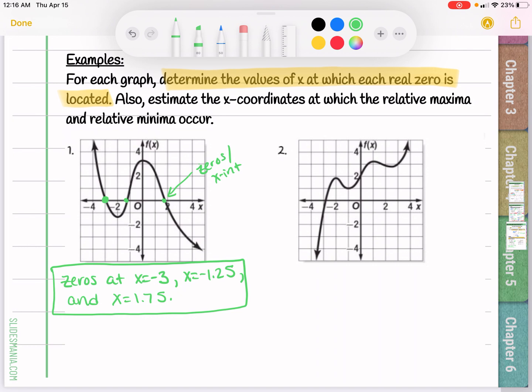If we look at the second graph, this one only has 1 zero. It's about right here. I'm going to say that's at about x equals -2.75, because it's close to -3, but not quite at -3. Again, this is just an estimate.